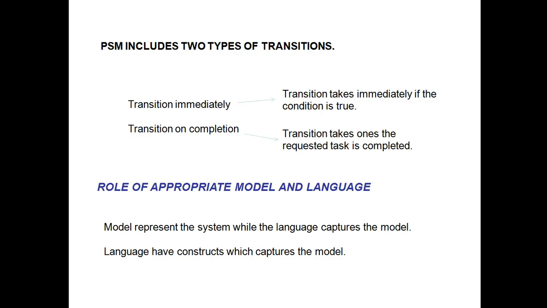Let's go to the next slide. Now, PSM includes two types of transition. One is the transition immediately: the transition takes place immediately if the condition is true. The other is the transition on completion: the transition takes place once the requested task is completed. As you can see here, transition immediately means the transition takes place immediately if the condition is true. This is the one point that we are making here.